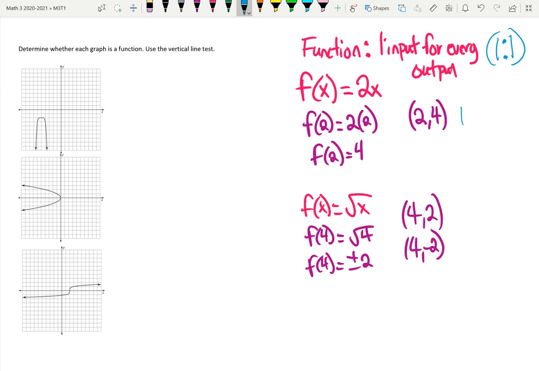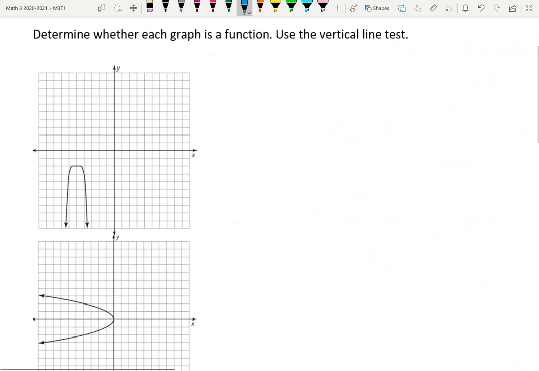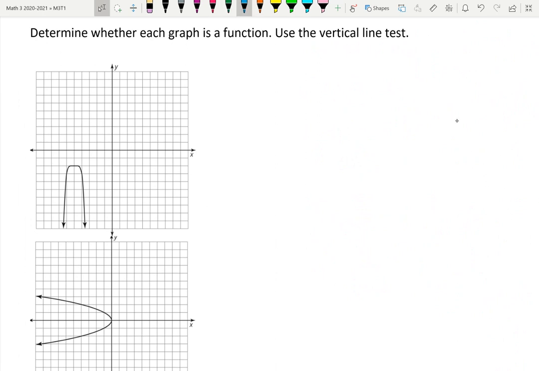This guy is 1 to 1. This guy is 1 to 2, meaning that this is a function and this is not a function. Let's go ahead and take a look vertically on how to assess graphs. There are no equations given. So I'm going to use the vertical line test, the AKA test, if it's 1 to 1.